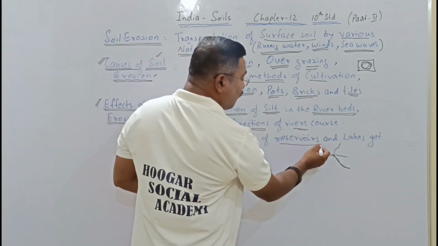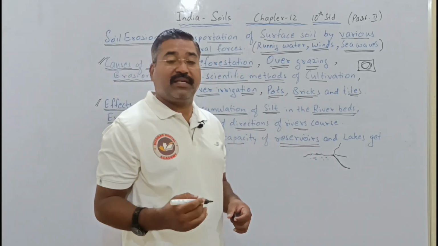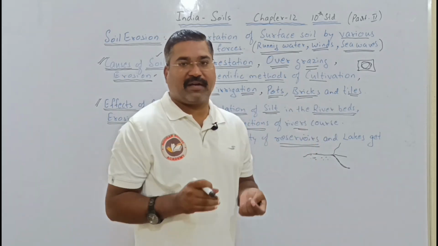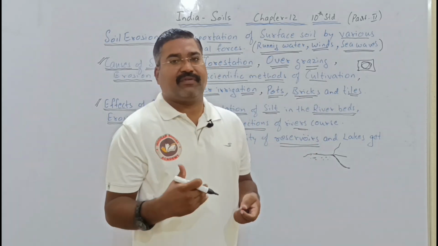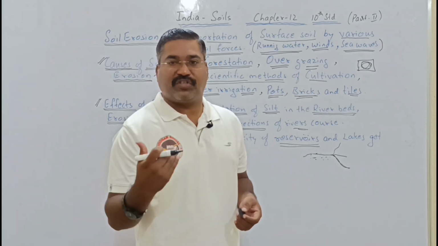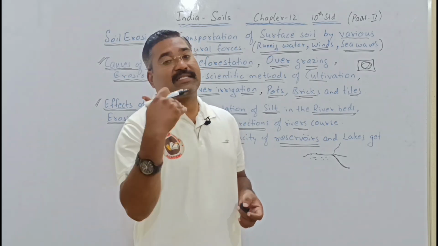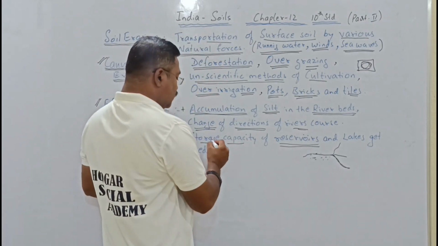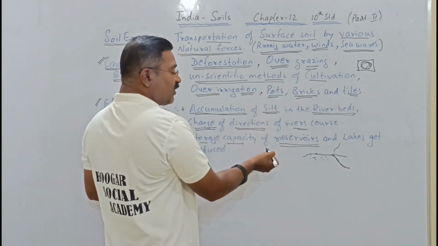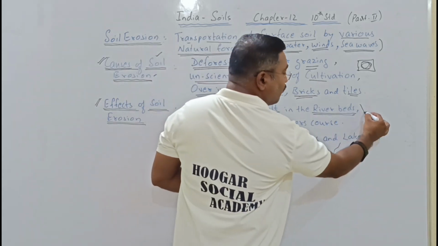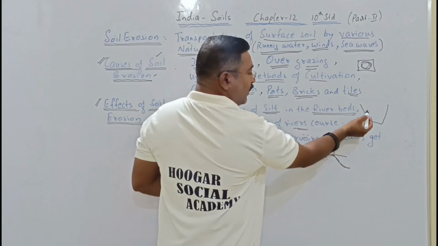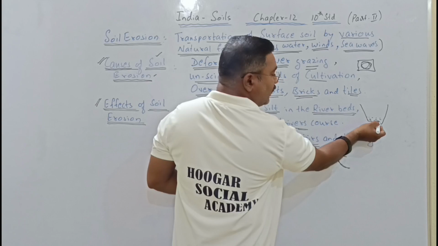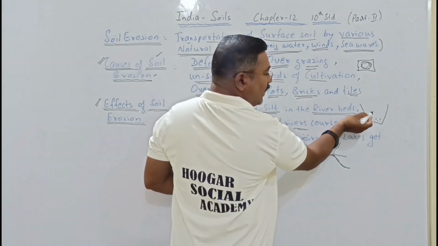Next, the storage capacity of reservoirs. We commonly see reservoirs where a large dam is constructed; next to the dam, the reservoir will be there. We take different uses from reservoirs: fishery business, storage of water, and supplying water with the help of canals to the agriculture area. If too much silt accumulates, the capacity of the reservoir decreases. Earlier it was good storage, but due to accumulation of silt day by day, the water level has reduced.